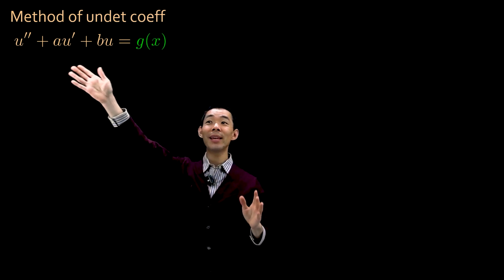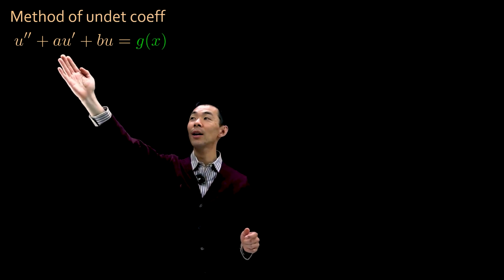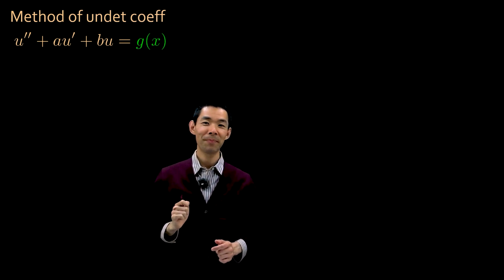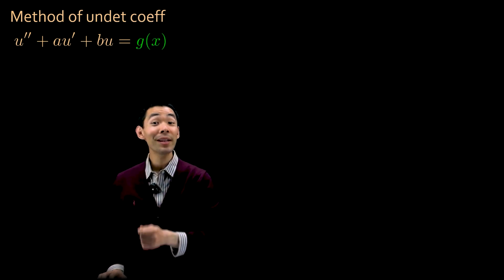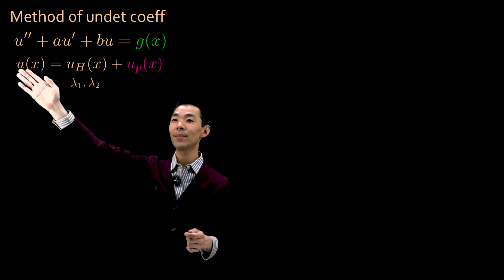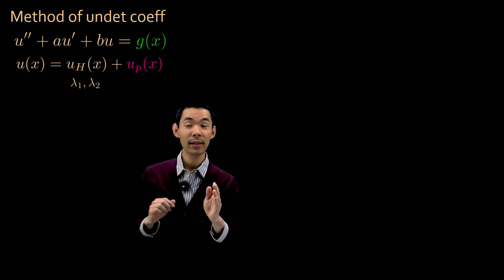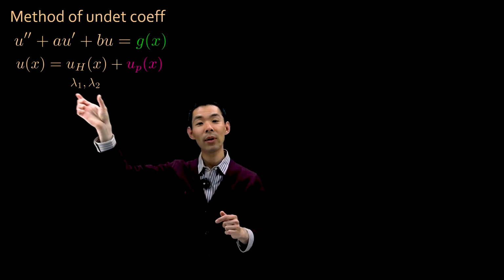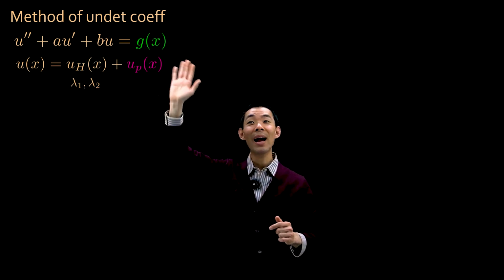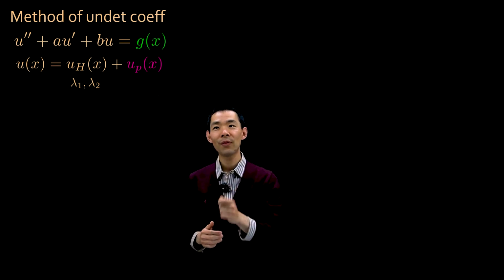So let's cover the method of undetermined coefficients. Here I've written the generic form of a constant coefficient equation. Now I've replaced p and q by the constants a and b. Now we have a right-hand side, g of x, not 0 anymore. You already know how to solve the homogeneous part. So we write down the full solution, u of x, as the homogeneous solution, u sub h, that you already know how to find based on the characteristic equation, lambda 1, lambda 2. In the second term, you add to that a particular solution, which is what we're trying to find right now. How do you find u sub p?